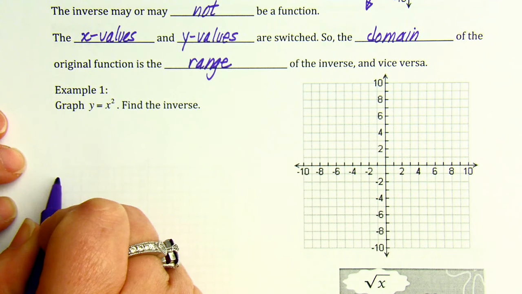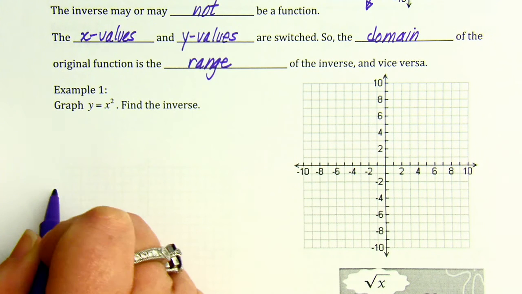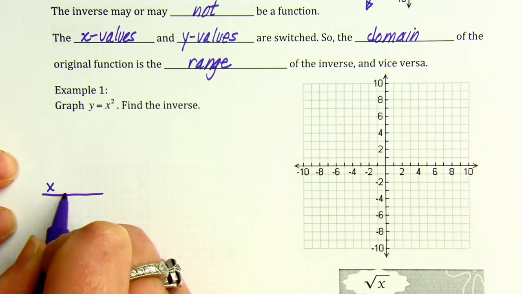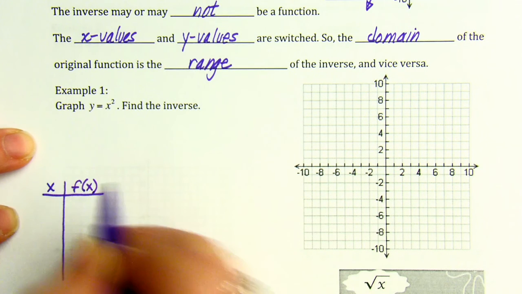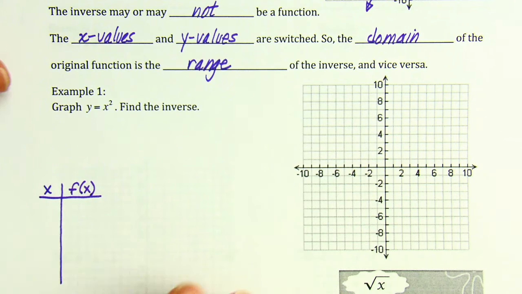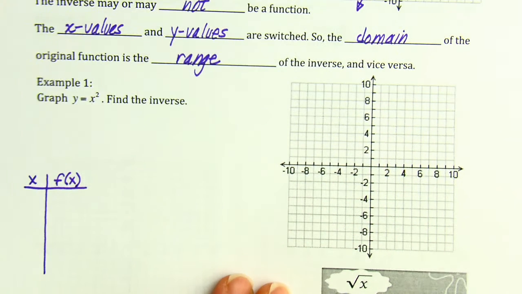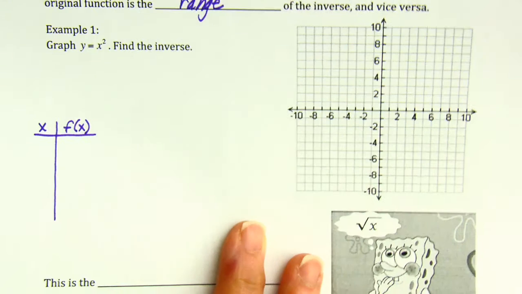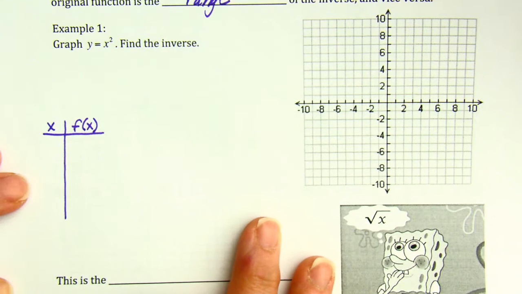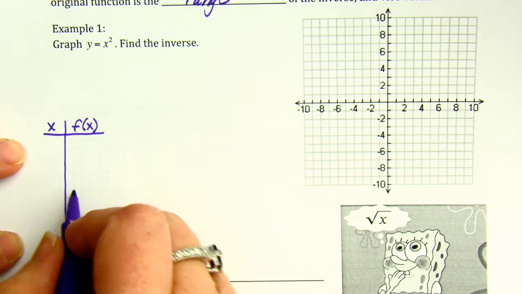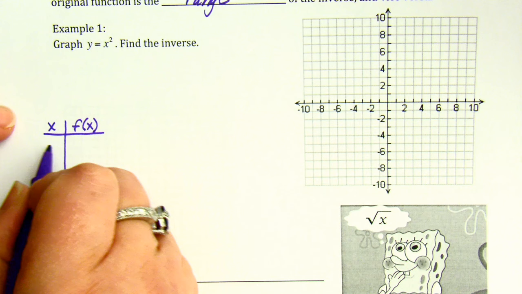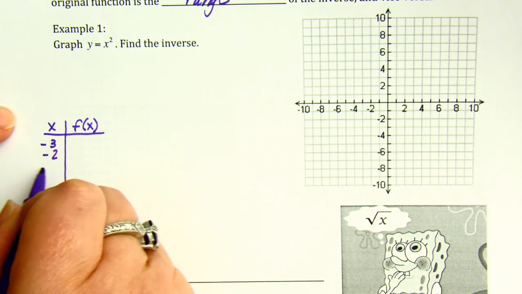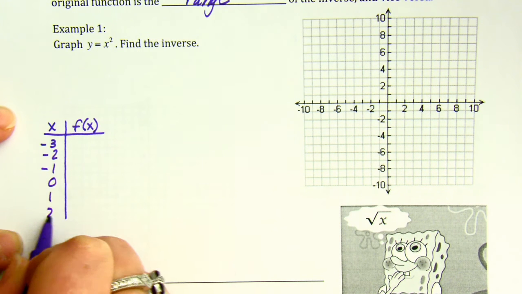All right, so let's do x and then f of x. Folks, this is the parent function. We shouldn't really need to show work for a table here, right? Because we know, I'm going to put 0 in the middle. Well, let's just go backwards. -3, -2, -1, 0, 1, 2, and 3.